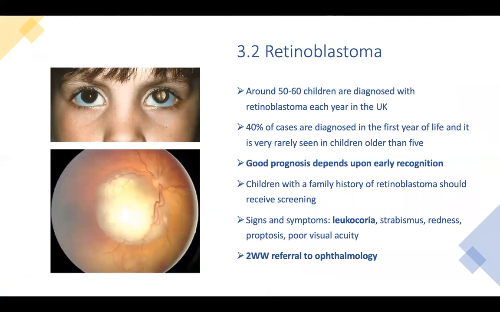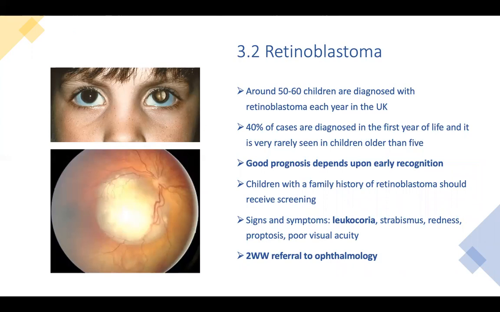Retinoblastoma is a rare cause of ophthalmic asymmetry. Around 50 to 60 children are diagnosed each year in the UK. 40% of this is in the first year of life, and it is very rarely seen in children older than 5. Good prognosis depends on early recognition.